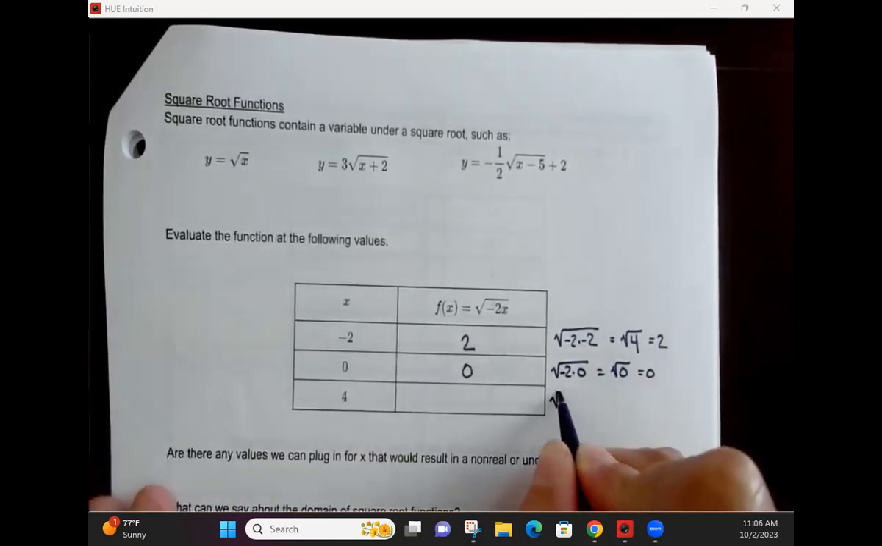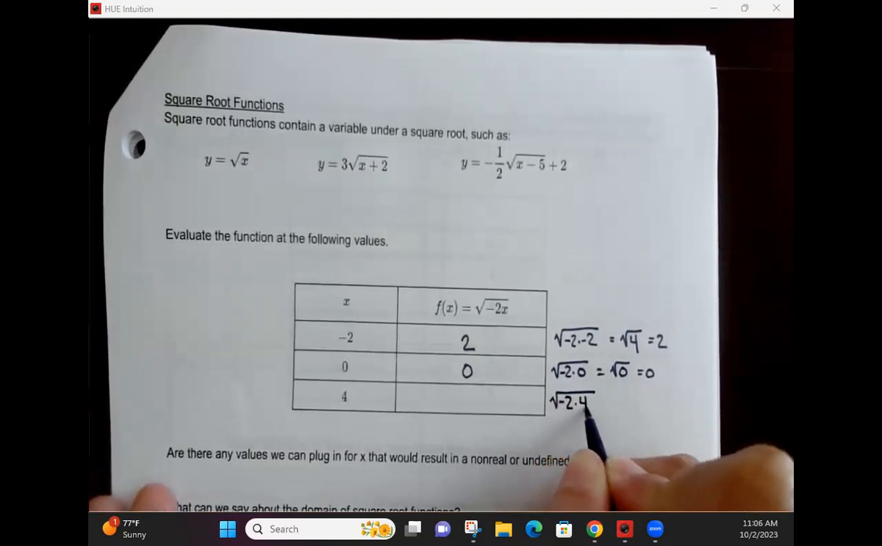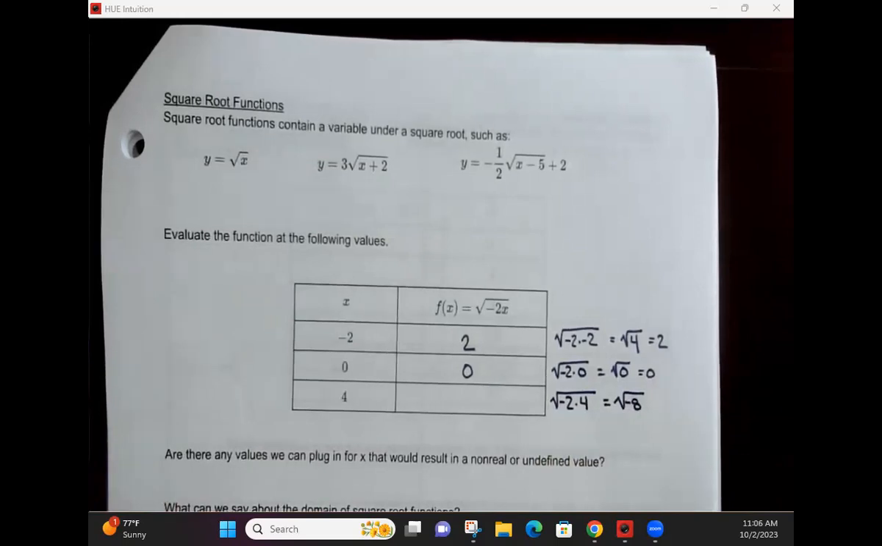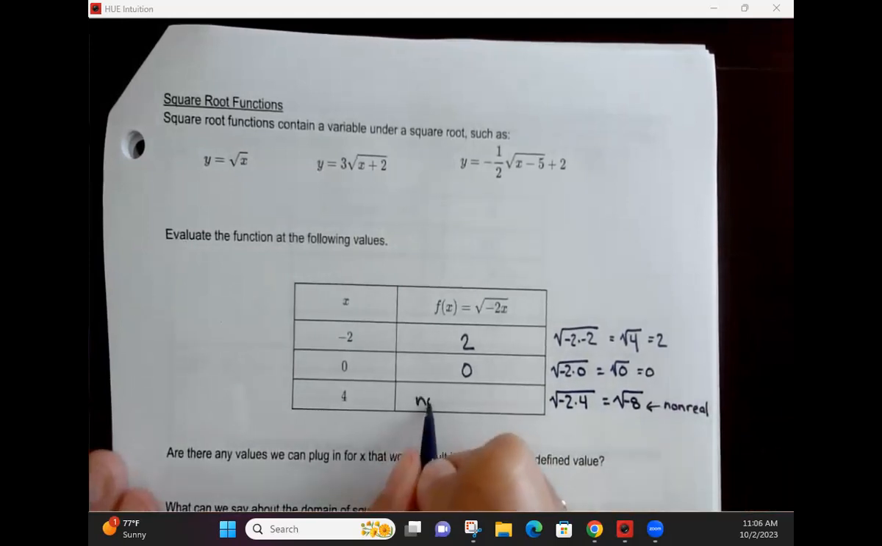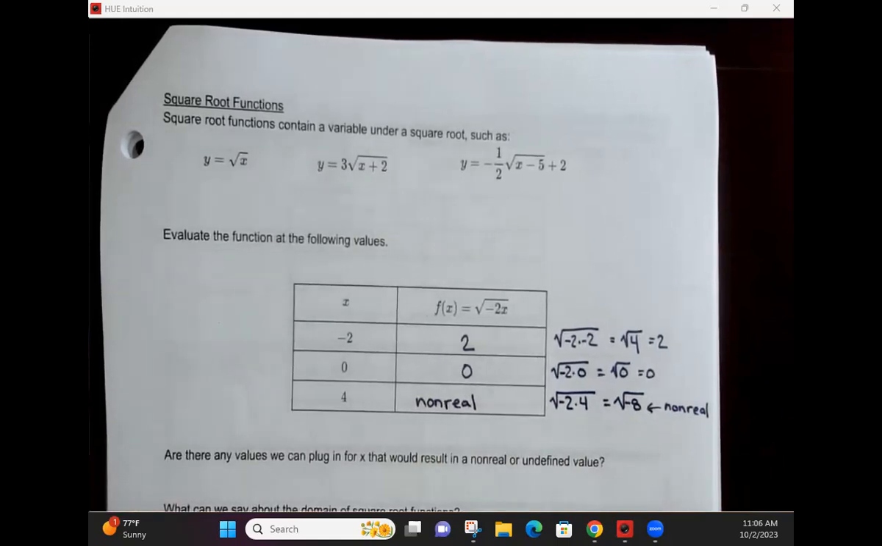And then if I plug in 4, this would be negative 2 times 4. That's the square root of negative 8. Can I take the square root of negative 8? No, this is not real. We get something non-real, or some of you in our earlier unit told me undefined, because the square root of negative 8 is not defined in real numbers.